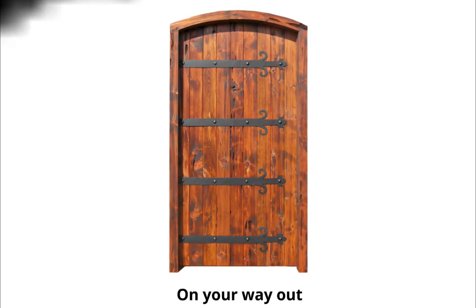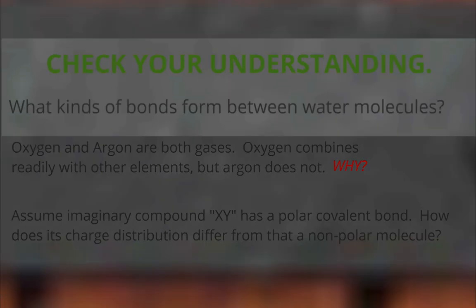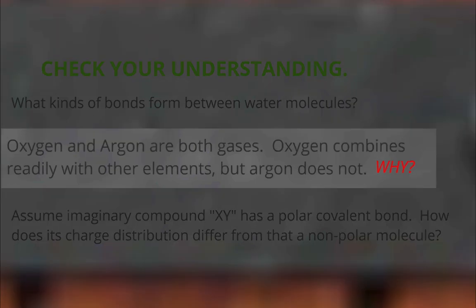So on our way out, as we finish this topic, let's make sure you got it. Check your understanding. What kind of bonds form between water molecules? Well, since we just talked about it a moment ago, you probably remember that that would be hydrogen bonds. Next, oxygen and argon are both gases. Oxygen very readily combines with other elements, but argon does not. The reason for that: oxygen is reactive. Its outer or valence shell is not full, so it's happy to react with other elements. Argon does not, because it is one of the noble gases. Its valence shell is already full, so it's stable, so it's not reactive.